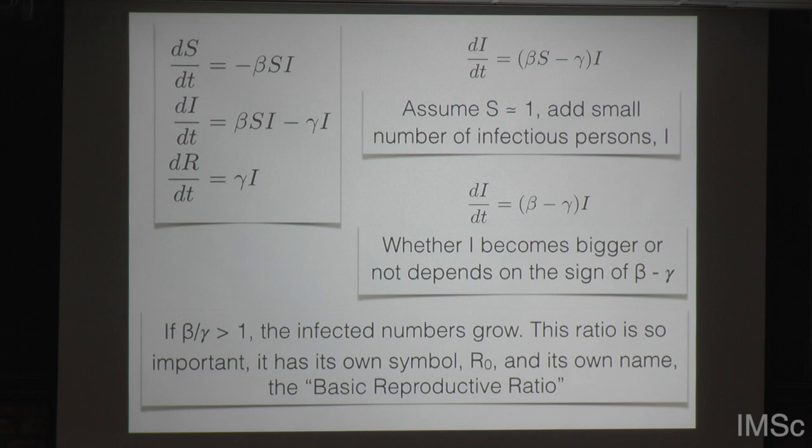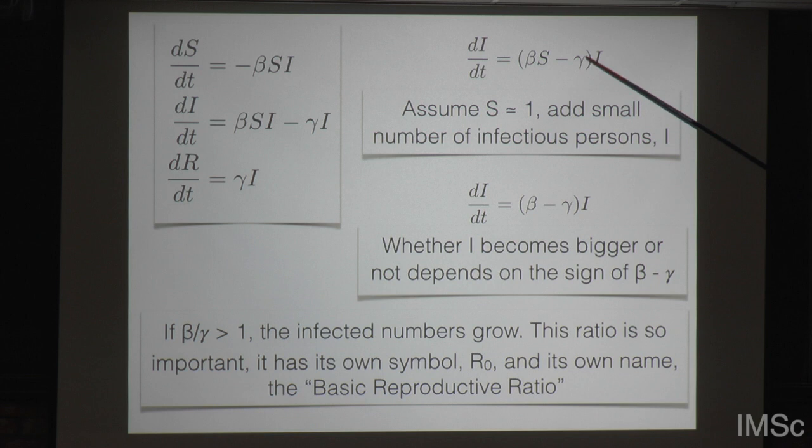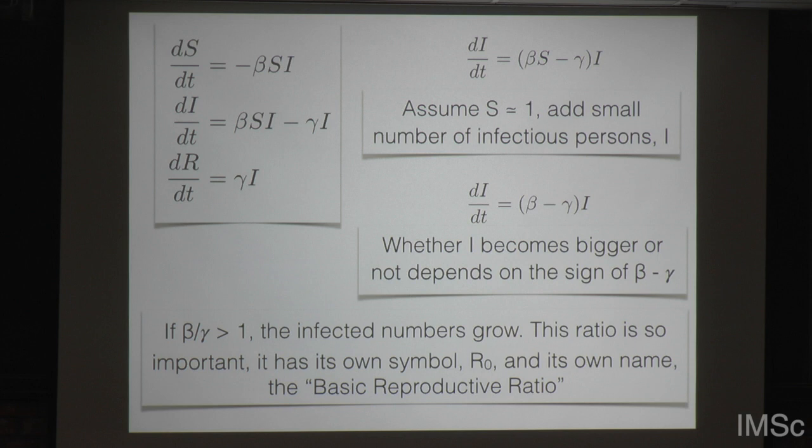So let's start with dI/dt, in a slightly different form: beta S minus gamma times I. It's the same equation. We said I is 1 or very small, so this is some epsilon, but let's just take it to be 1. And since these are fractions, almost the whole population is susceptible in the beginning. So S is very close to 1, I is very small. And we want to ask, what does dI/dt do? So dI/dt is beta, setting S equal to 1, beta minus gamma times I.